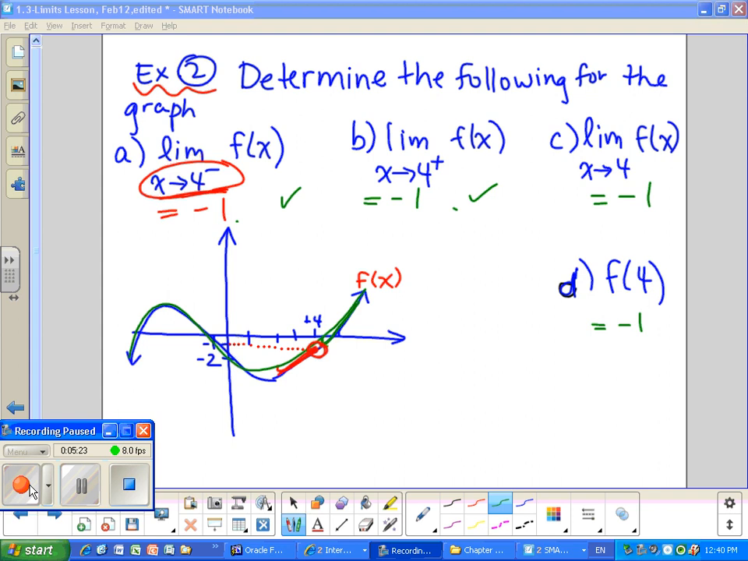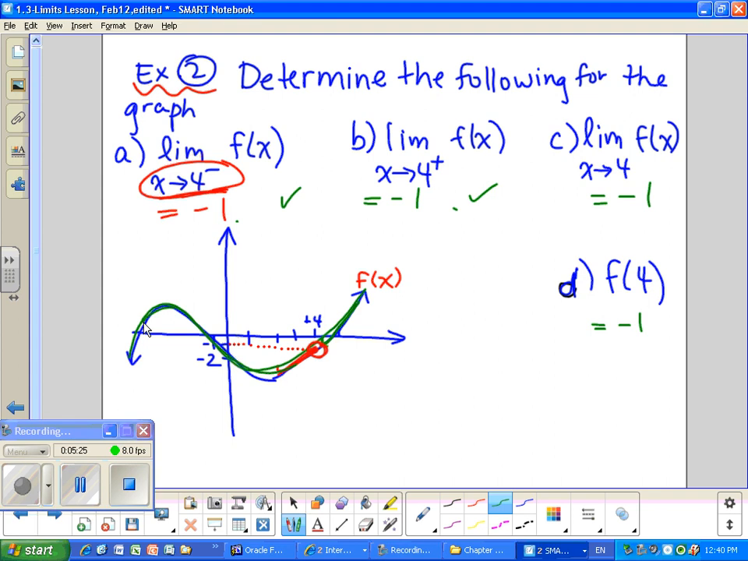What if we put an open dot there? You have to come along here, then you'd have to lift up because you can't equal it, and then you'd have to continue on. So that's right. This is discontinuous. But is this still a limit?